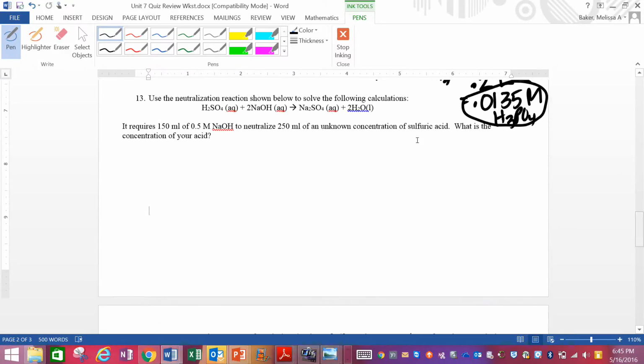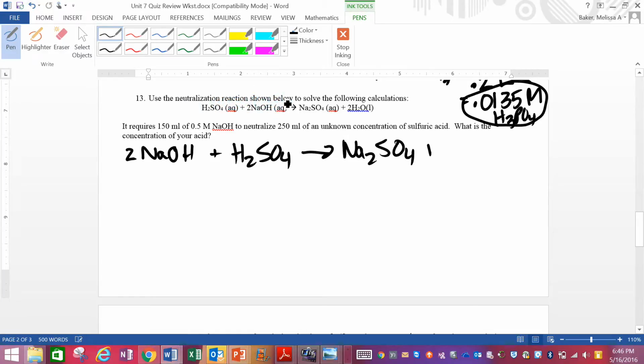Alright, number 13. Use this reaction below to solve the following calculations. I'm going to rewrite it just so that I can write the information right below it. And I'm switching it around, but it doesn't matter. So NaOH plus H2SO4 makes Na2SO4 plus 2H2O. So we've got some base that we've added to neutralize this mystery sulfuric acid.